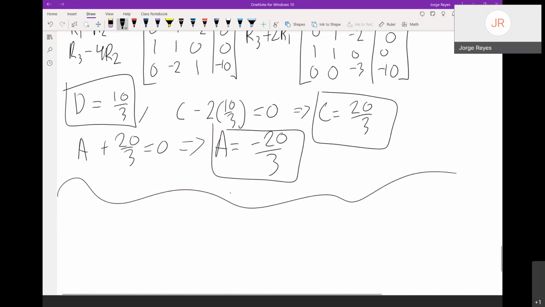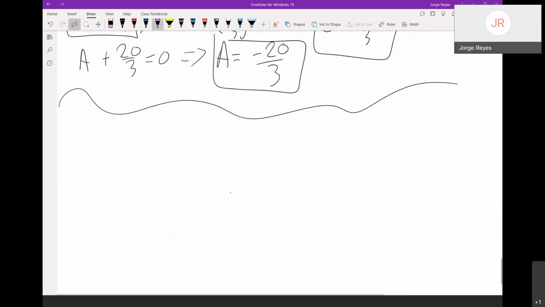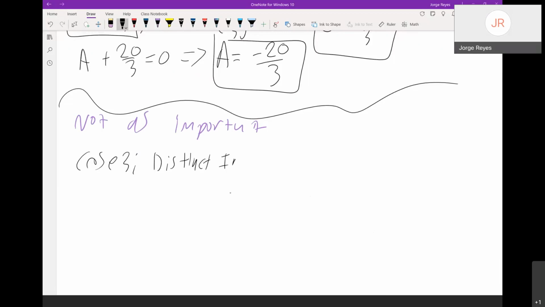All right. Okay. So now we go to the not as important ones. So first case of the non-important ones, so case 3, is when you have distinct irreducible quadratic factors.